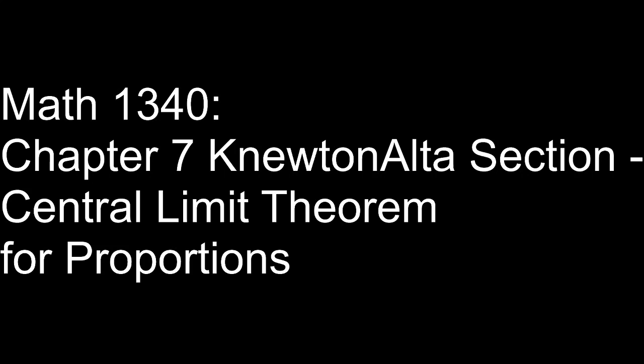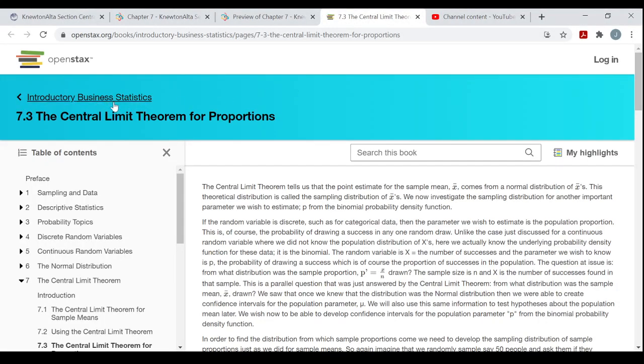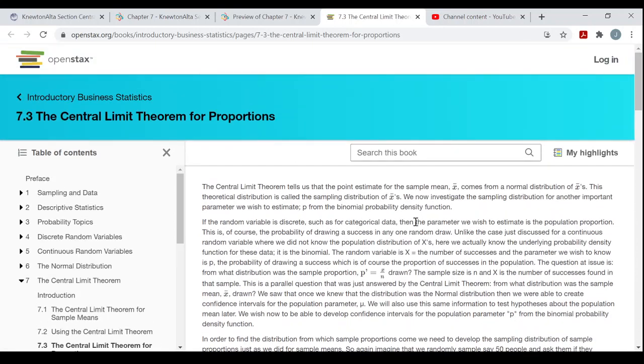Now it is covered, and I do have, in your Canvas page for this section, a link. There is a section 7.3 in the OpenStax Introductory Business Statistics that does cover this topic, and let me show you that here. This is the Introductory Business Statistics book from OpenStax, and their section 7.3 is this central limit theorem for proportions, and they cover it. I have a link to this, and would like you to read this, of course. All right.